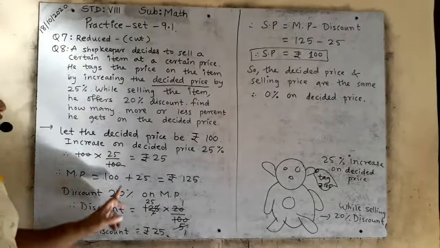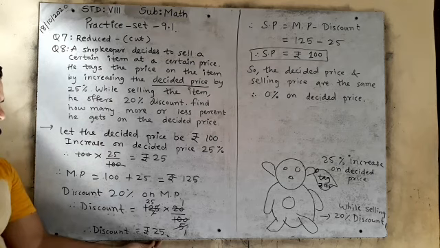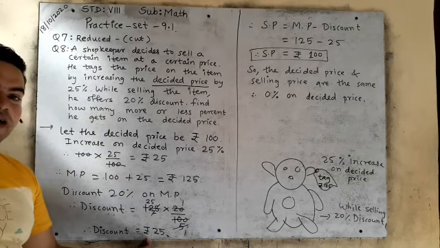Discount always, whenever we calculate discount, we calculate it on the mark price only. Is it clear? So discount is equals to mark price multiplied by discount in percentage. So 20 upon 100. 20 ones are 20, 25 are 100, 5 twos are 10, 2 remain 25, 5 5s are 25. So discount of 25 rupees he will be getting. See, how much discount did he get? 25 rupees.